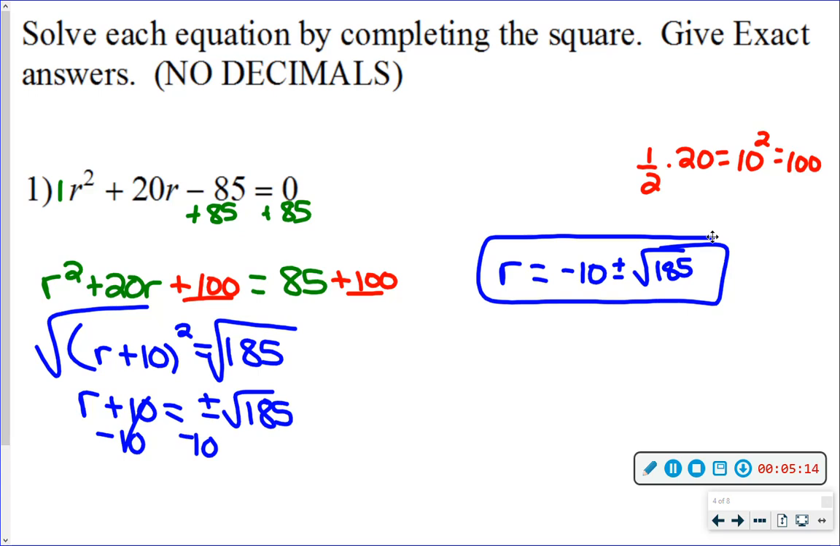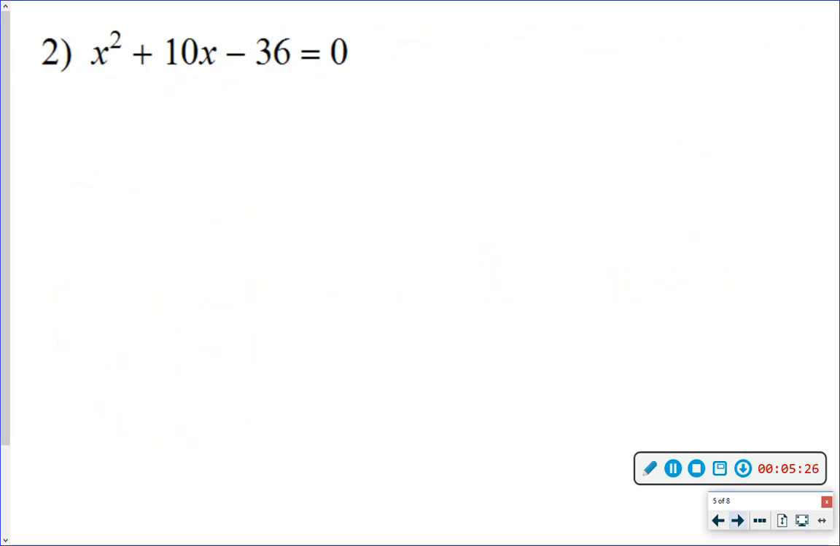So this is the process you're going through today. Again, the reason why we teach completing the square, this doesn't factor. Even if I wanted to factor it, I can't. So we have to have these other methods. Factoring is always easy if it's factorable, but clearly not always the case. All right, let's take a look at the second one.